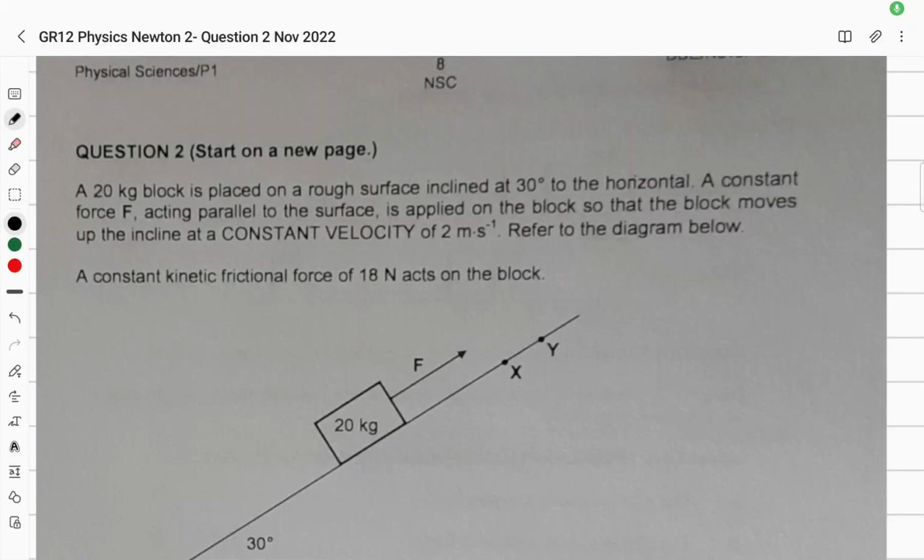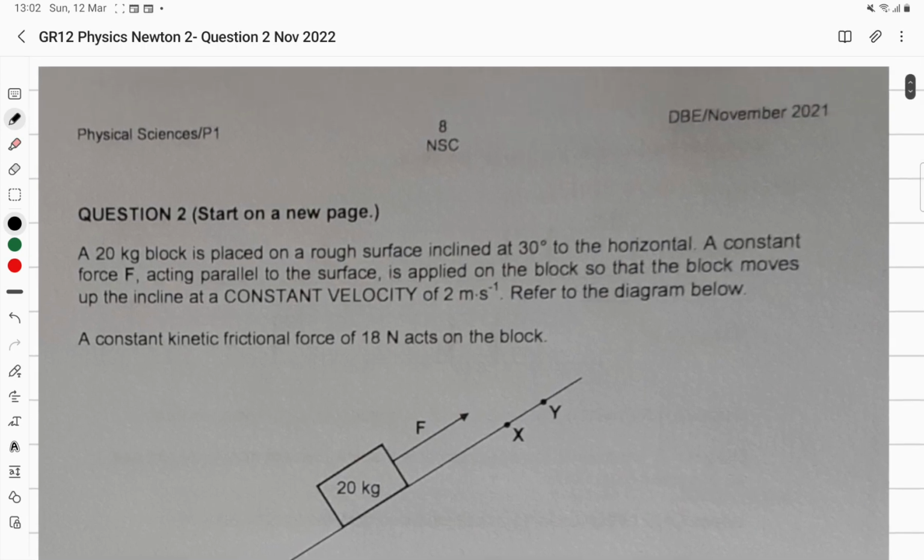Welcome to the grade 12 physical sciences Newton 2 question. It's question 2 from the November 2021 paper 2, as it says there.